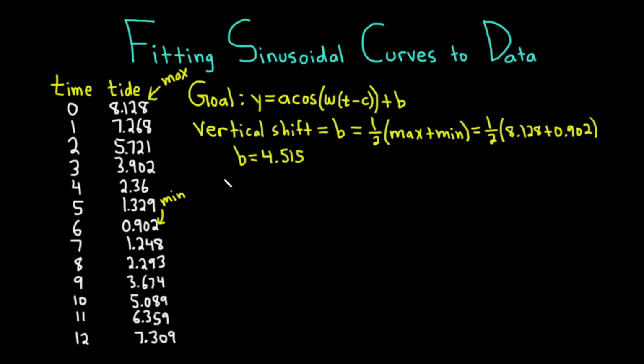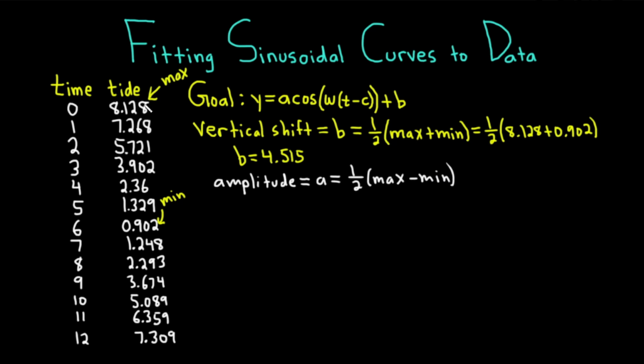The next thing we want to find is something called the amplitude. And so the amplitude is going to be A. And in this case, A is 1/2 in every case, actually, because it's a formula. So it's 1/2 max minus min.